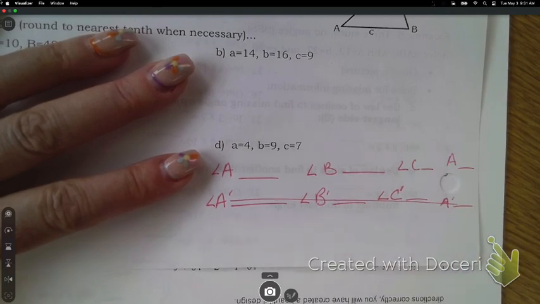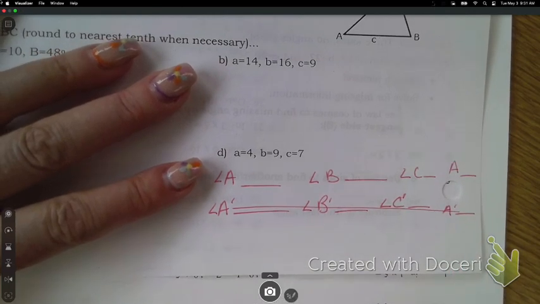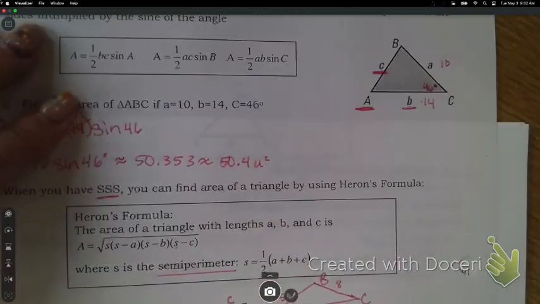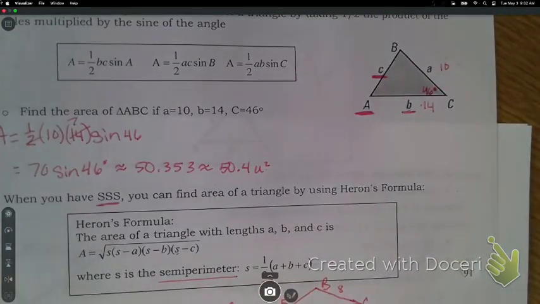Taylor, what was your question? So when you're finding the area for a cosine triangle, would you put cosine instead of sine? No. So you always put sine when you're finding area. This area is always sine. Okay. It doesn't matter whether you use law of cosines or sines to find it.